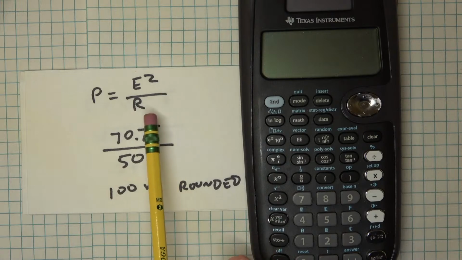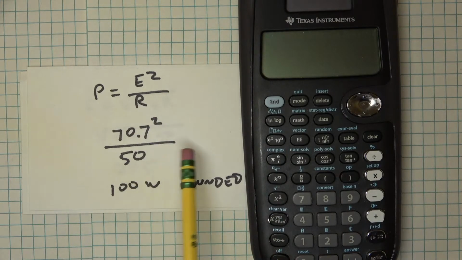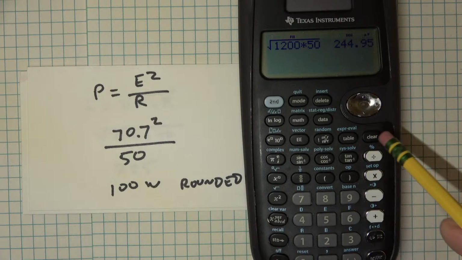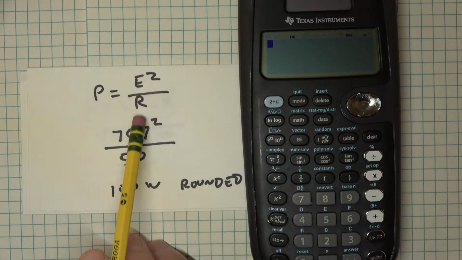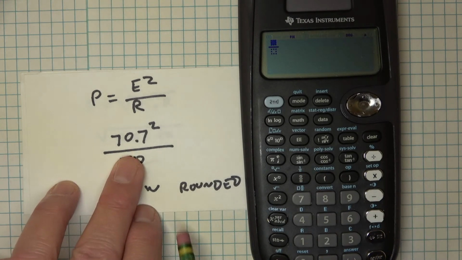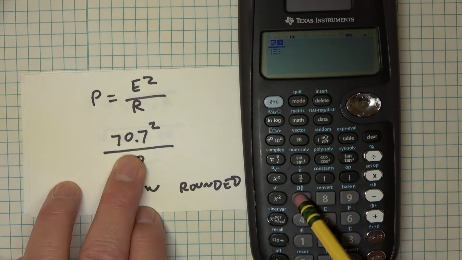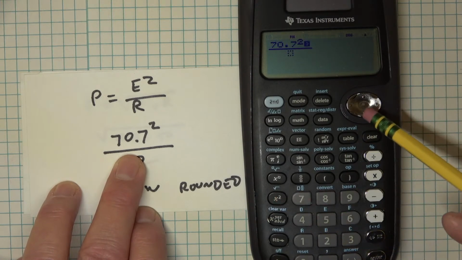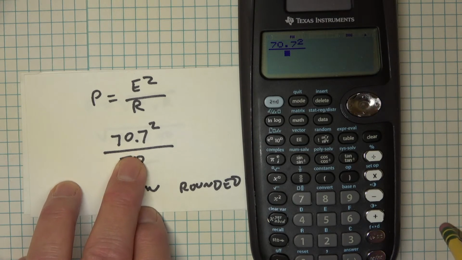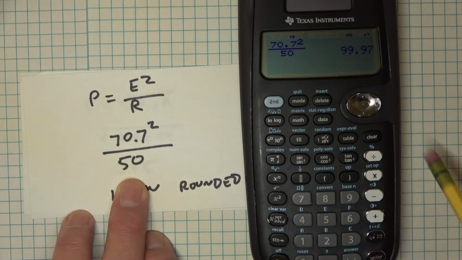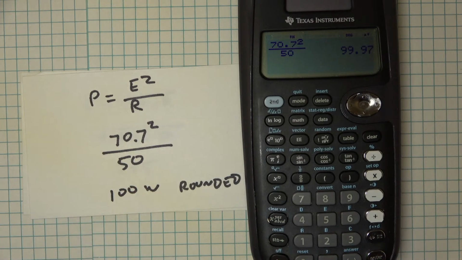So P equals E squared over R, we figured that out. Here's our voltage, our resistance. So I'm going to turn it on and press clear. This is E squared over R, so I'll use the fraction key. E is going to be 70.7, and I'm going to square it. Use the navigation diamond to come down to the bottom, put in our resistance, enter, and there's our 100 watts.